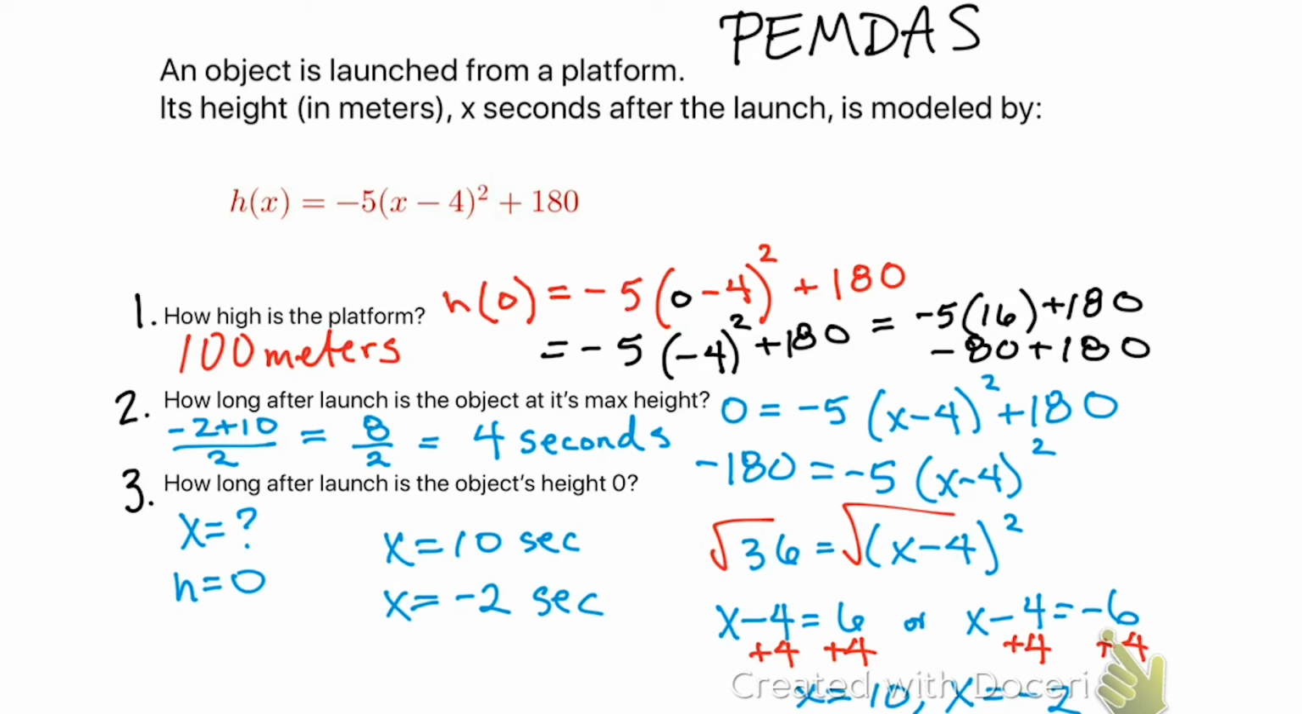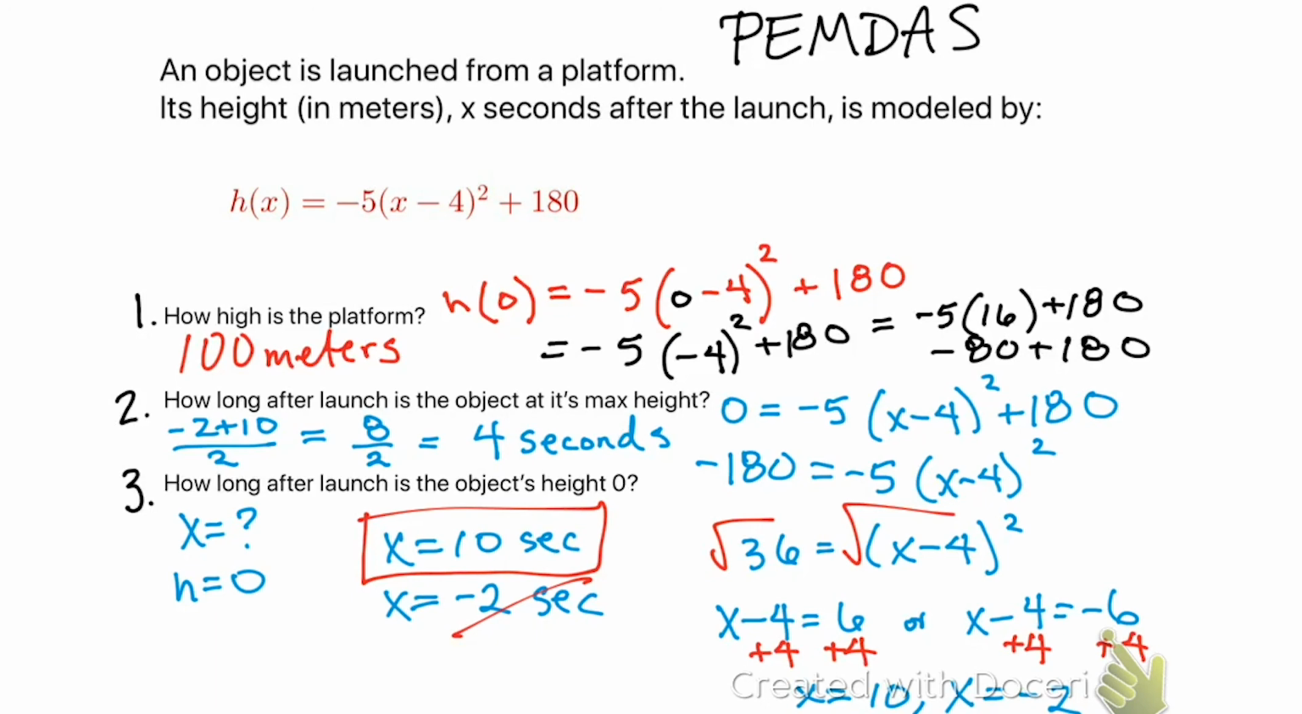If I'm getting launched from a platform, can I even have negative seconds? No, there's only one option because it's not being shot from the ground. If it was being shot from the ground, I would have 2 answers, 0 and 10 in this case, but since it is not, that is the only time where h is equal to 0 that even makes sense.